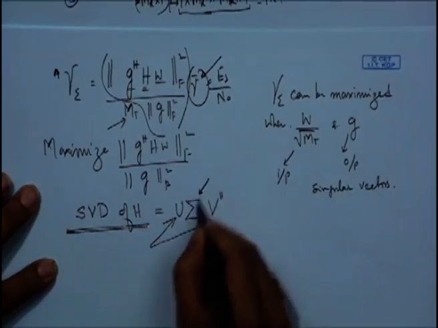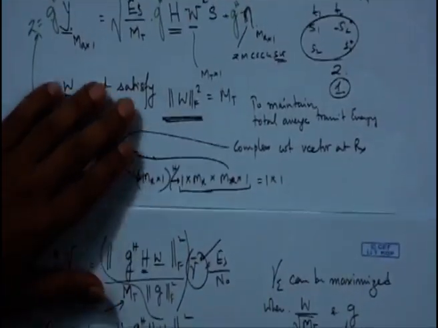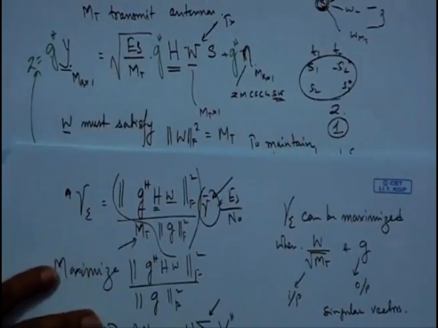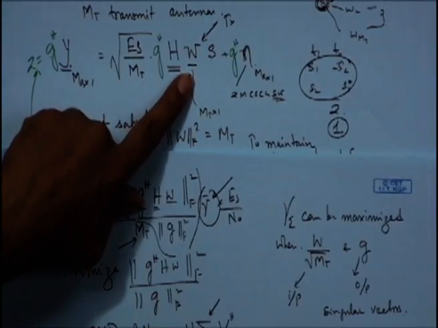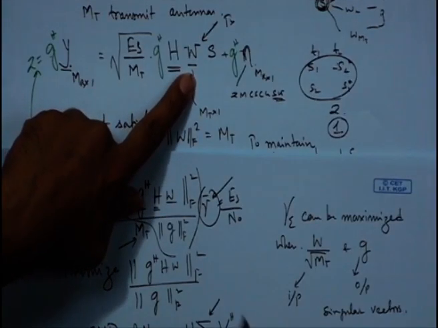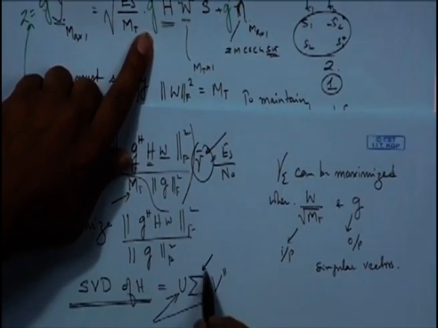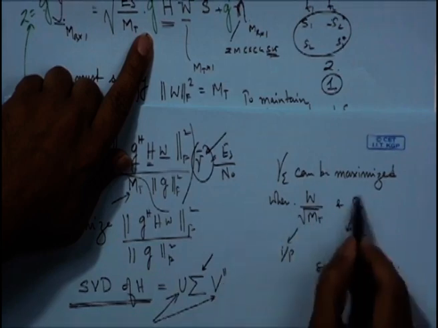So, if we choose them from U and V Hermitian, to be precise, I would choose W from V and G from U. In that case, U Hermitian U would lead to identity and V Hermitian V would lead to identity. That means if W is chosen from V and G is chosen from U, then we would be left with the sigma matrix. So, basically I would choose this from this and I would choose this from this.